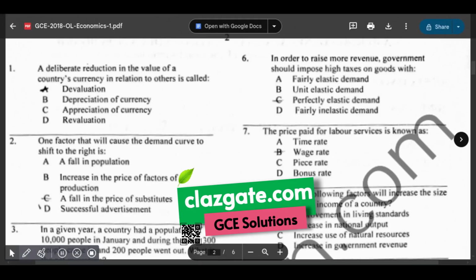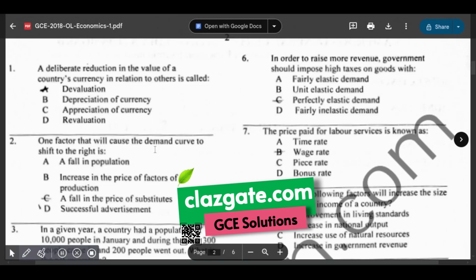Okay, and then appreciation of a currency is the opposite of depreciation, whereas re-evaluation is just an official increase in the value of a currency. So the most appropriate term for question number 1 is devaluation. That's the definition of devaluation: a deliberate reduction in the value of a country's currency in relation to others.